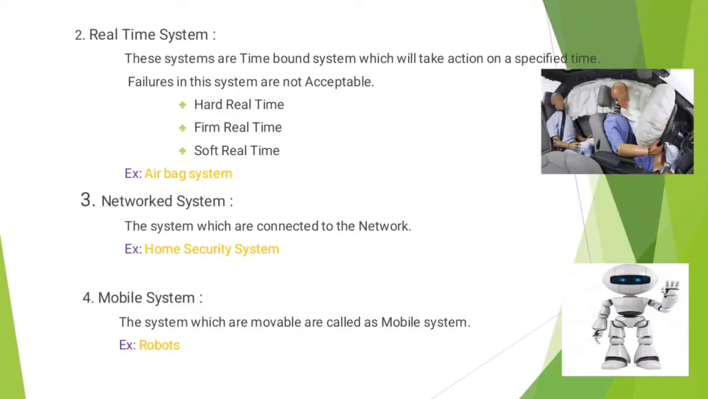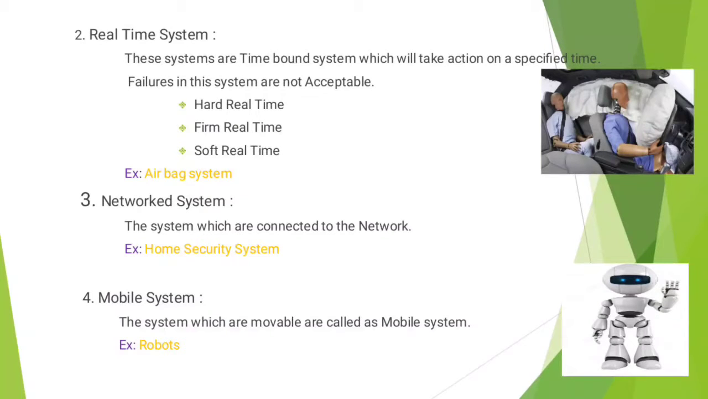So next, what is a real-time system? These systems are time-bounded systems and will take action at a specified time. Failures in this system are not acceptable. Here there are hard real-time, firm real-time, and soft real-time. Example, an airbag system.